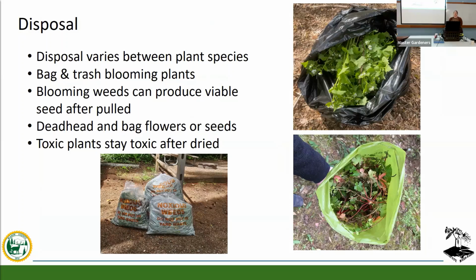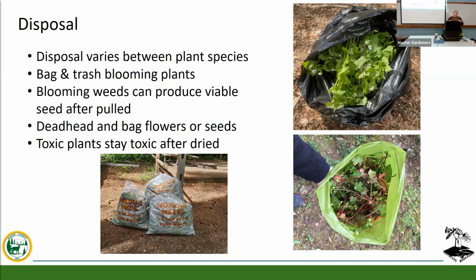Proper disposal is another great way to mitigate the spread of weeds. And I put that it varies between plant species. In a perfect world, what we say is pull and bag everything that's blooming. Pull and bag your weeds, put them in the garbage, and that's a way to stop the spread. That's not always practical depending on your site, depending on how much of something you have. So I like to point out that it can vary depending on the plant species.